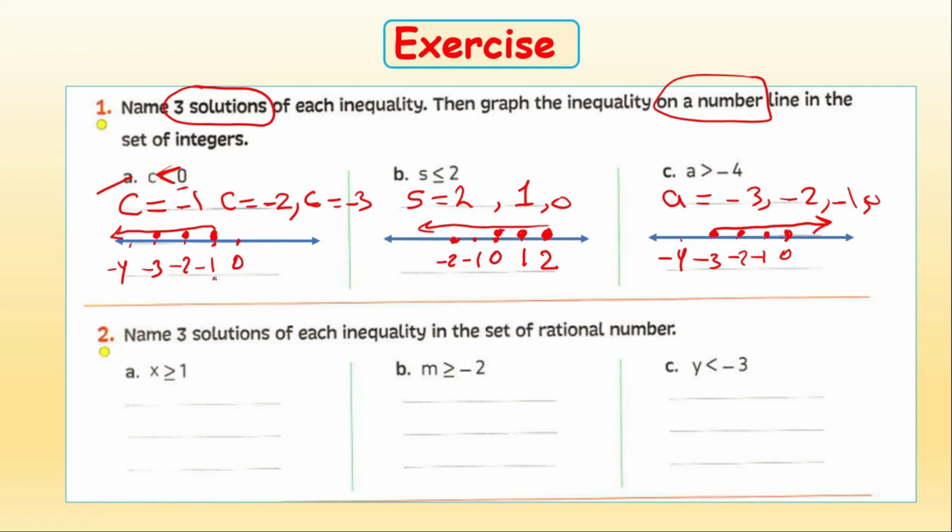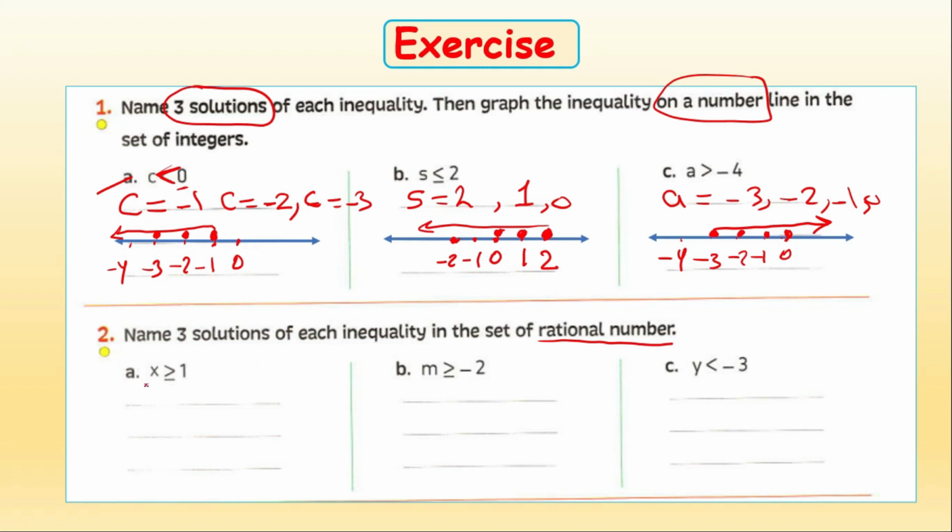Got it? Next one, name 3 solutions of each inequality in the set of rational numbers. هنا عايز 3 solutions برضو في rational numbers، فانت ممكن المرة دي تكتب integer as you like. هي integer included للrational، بس ممكن تكتب برضو decimals fractions.